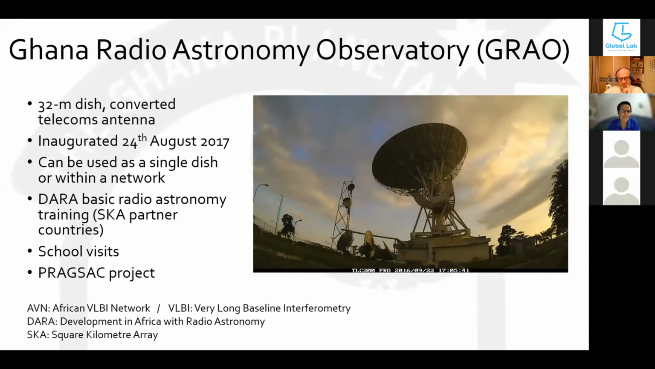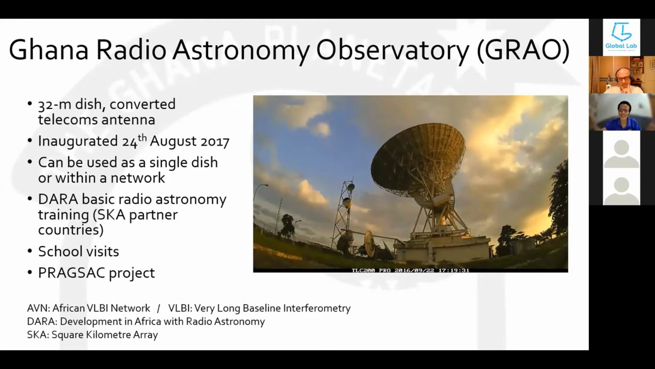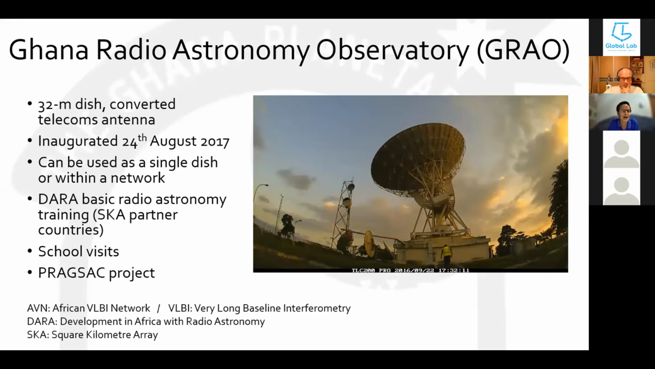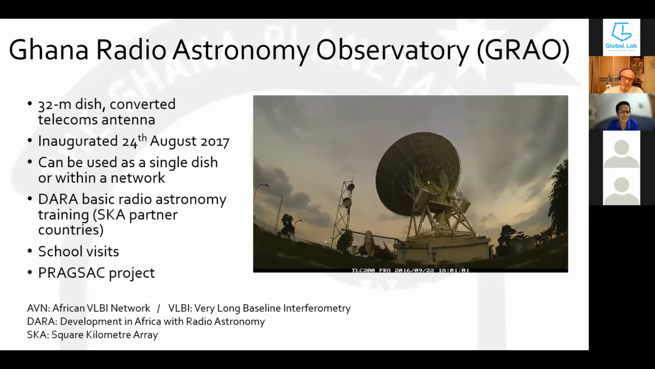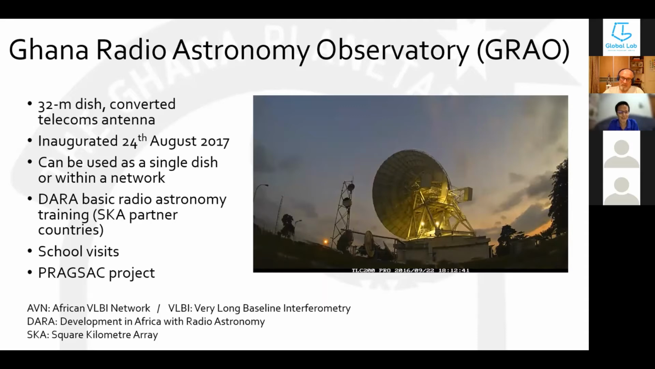Inaugurated 2017. So the diameter there is 32 meters. It's so impressive when you go there. It's just like, wow, it's really, really exciting. It can be used as a single instrument on its own, but it can also be used as part of a network of radio telescopes. It's used for the DARA basic radio astronomy training, which I'll talk about in a moment.